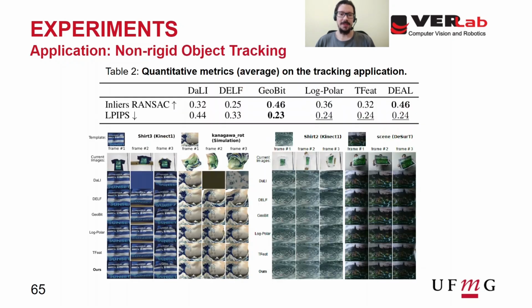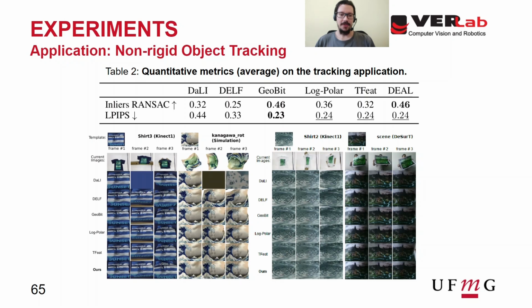We also evaluated the descriptors for non-rigid tracking of surfaces. Given a reference image, we detect SIFT key points independently in both reference and target frame, match them using the descriptors, and then estimate a TPS warp using RANSAC. The warp is used to rectify the deformed object back to the original template.